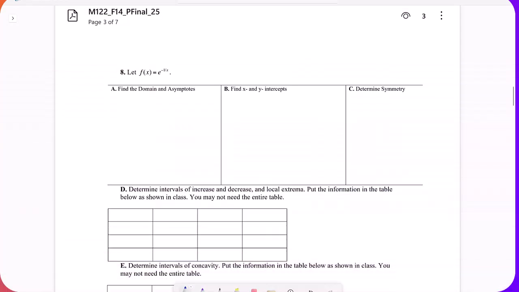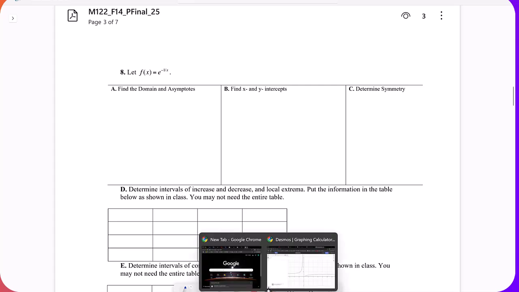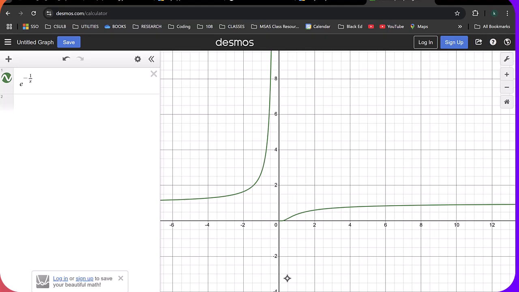All right, next question. We're looking at f of x is e to the minus 1 over x, and we are trying to identify essentially curve sketching. So first way you want to get this done is go ahead and just drop it in Desmos so you see what you're supposed to get, right? That'll give you some insight in terms of where you are headed.